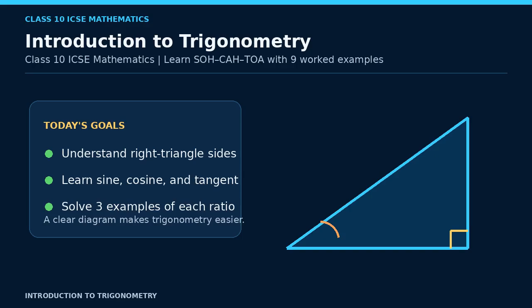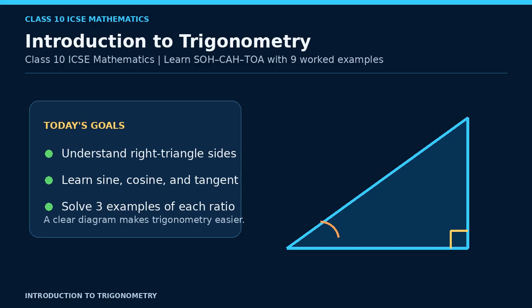Welcome to this Class 10 ICSE Mathematics lesson on Introduction to Trigonometry. In this video, we will understand the three basic trigonometric ratios, sine, cosine, and tangent, and solve three examples for each ratio. By the end, you should be able to identify the correct sides, choose the correct ratio, and calculate an unknown length or angle with confidence.